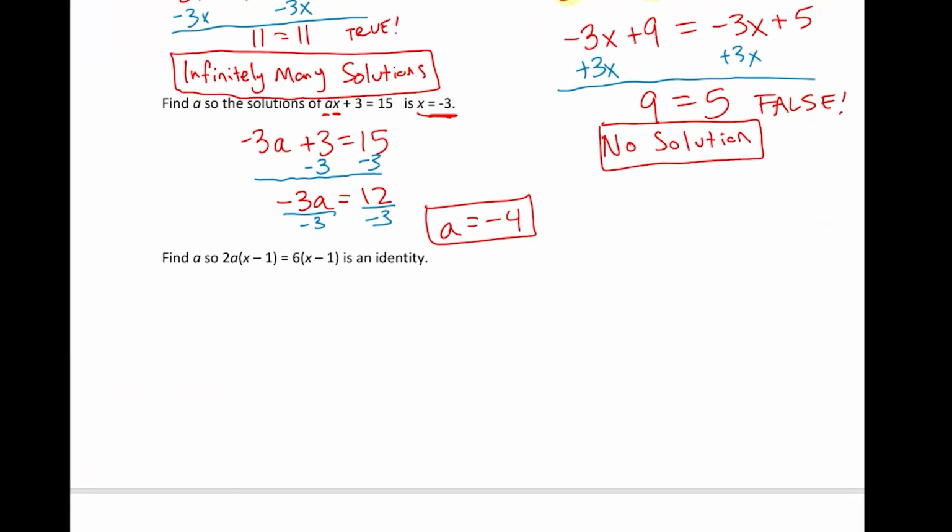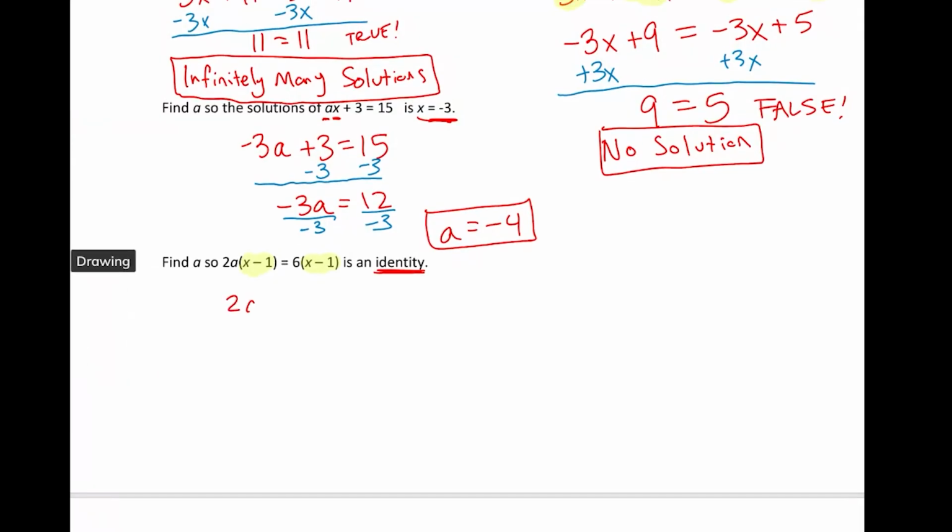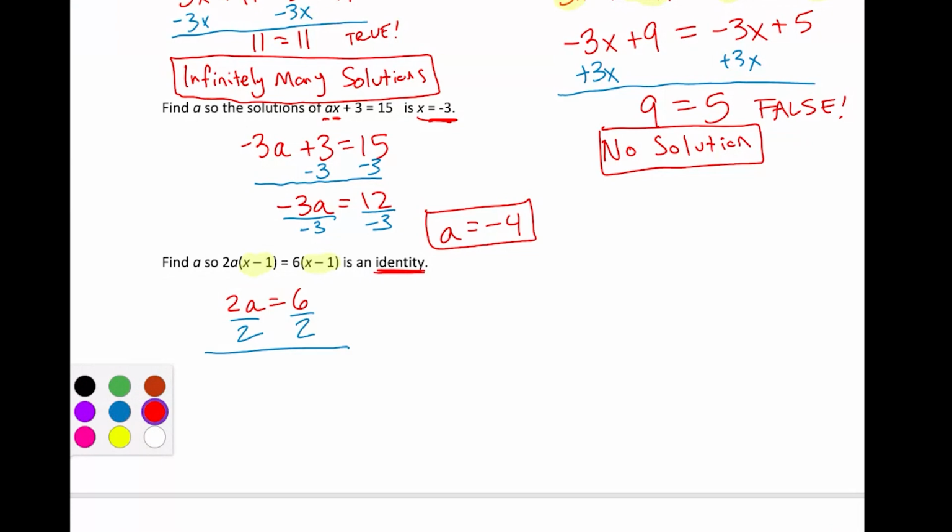And our last problem for today says find a so that 2a times x minus 1 equals 6 times x minus 1 is an identity. So for here, recall that an identity is just any statement that's always true, meaning the left-hand side has to be equivalent to the right-hand side. And if we're looking at this equation, we can see that they both have this x minus 1, right? So that part is already kind of set. We already have an identity with those two, but the rest of it says 2a has got to be equal to 6. So if it is an identity, that means the left-hand side needs to be equivalent to the right-hand side. In other words, 2a has got to be 6. And if I divide both sides by 2, you might not even need to do this if you could just do it in your head, but 6 divided by 2 is 3.